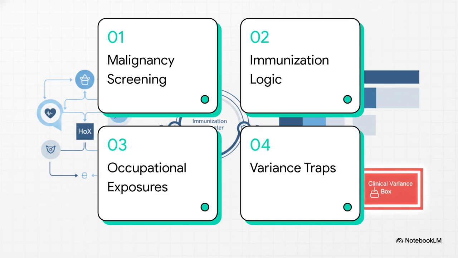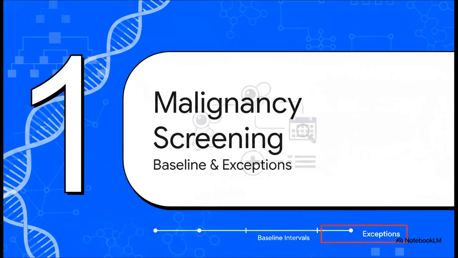We'll hit malignancy screening matrices, immunization logic and host limits, occupational exposures, and finally, high-yield clinical variance traps. Let's get right into it. Module 1, Malignancy Screening Matrices, looking at both the baseline standards and the key exceptions.